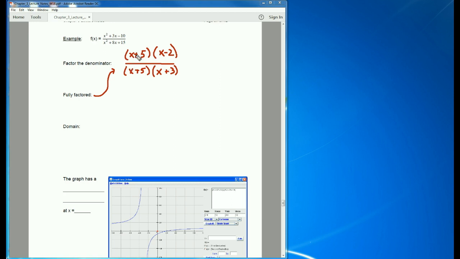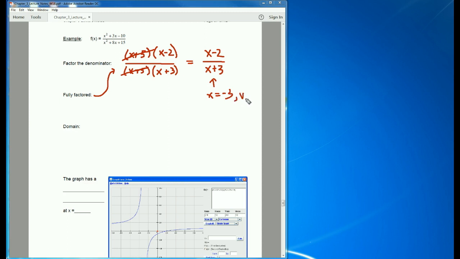And as you can see in this case, there is a common factor. So we can actually cancel those factors. So that gives us the function x minus 2 over x plus 3. And we would say now that it is in lowest terms. So because of that, the graph is only going to have a vertical asymptote at x equals negative 3.